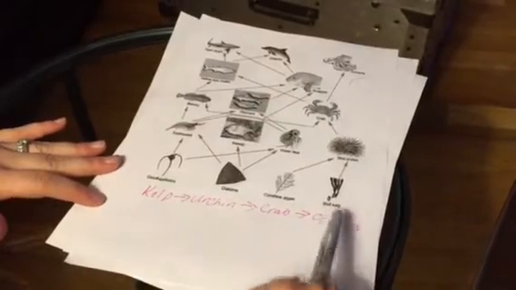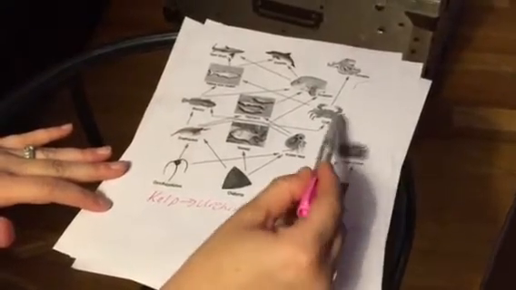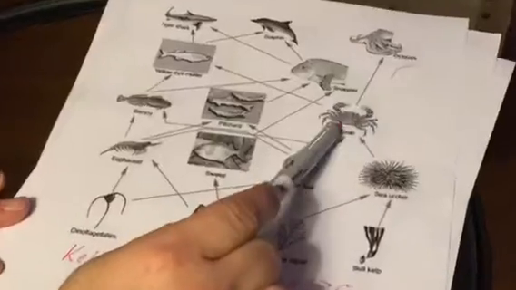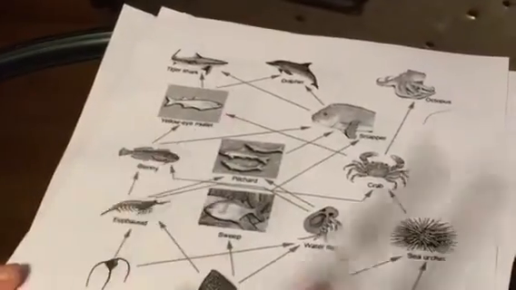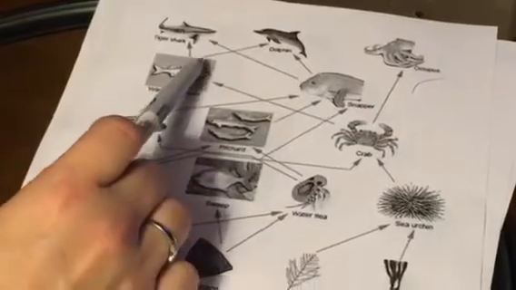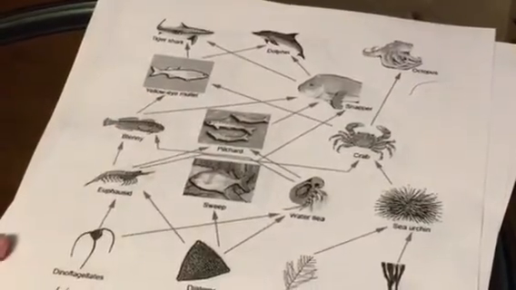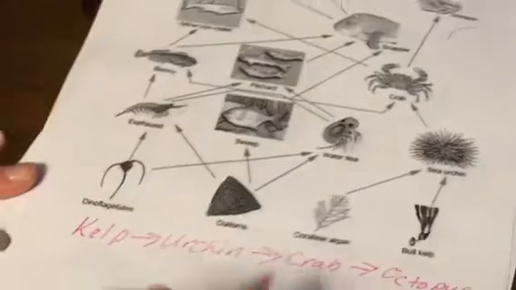Now, you could have chosen to go a different direction after the crab. You could have said then the crab sends its energy to the yellow-eyed mullet. And then the mullet gives its energy to the dolphin. So that would be another one. Let's practice one more with the diatoms.